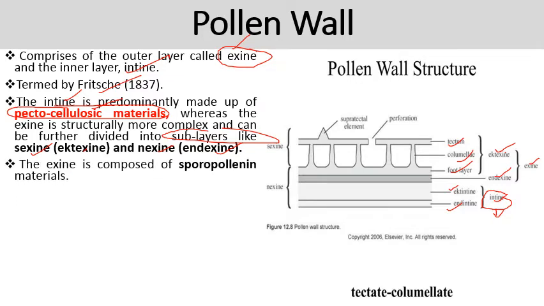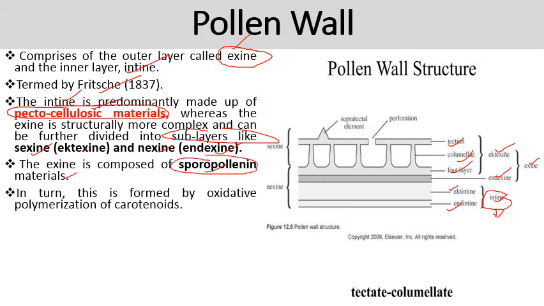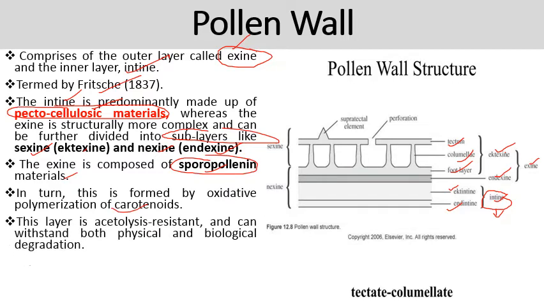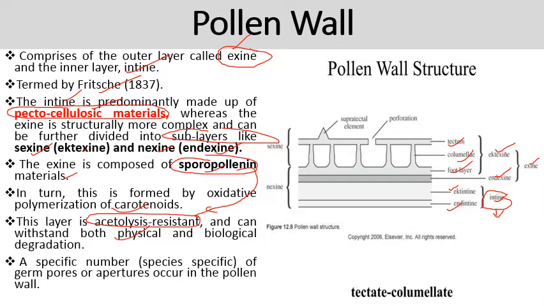The exine is composed of sporopollenin. Sporopollenin हमने पढ़ा है कैसे ये बनता है. In turn, this is formed by oxidative polymerization of carotenoids. This layer is acetolysis resistant, means इसमें acetolysis नहीं होता है, and can withstand both physical and biological degradation, so it provides resistance to the pollen grains. A specific number of germ pores or apertures occur in pollen wall. So specific number of pores जिसके through pollen tube बाहर निकलती है वो present होता है particular species में. So ये भी एक criteria है which is very important in the classification of plants, especially angiosperms.